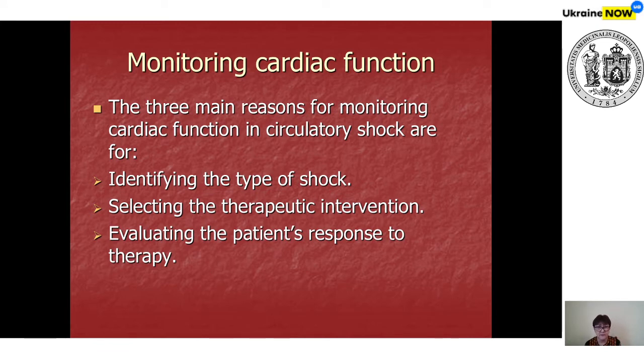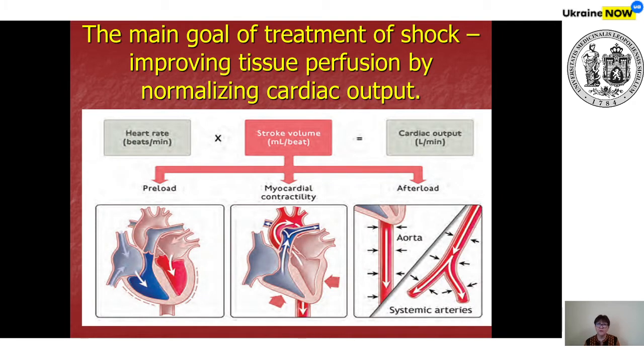Monitoring of cardiac function. The three main reasons for monitoring cardiac function in circulatory shock are for identifying the type of shock, selecting the therapeutic intervention, and evaluating the patient's response to therapy, mainly fluid bolus. The main goal of treatment of shock is improving tissue perfusion by normalizing cardiac output. Remember that cardiac output is heart rate multiplied by stroke volume. We mainly manipulate stroke volume, but not heart rate.